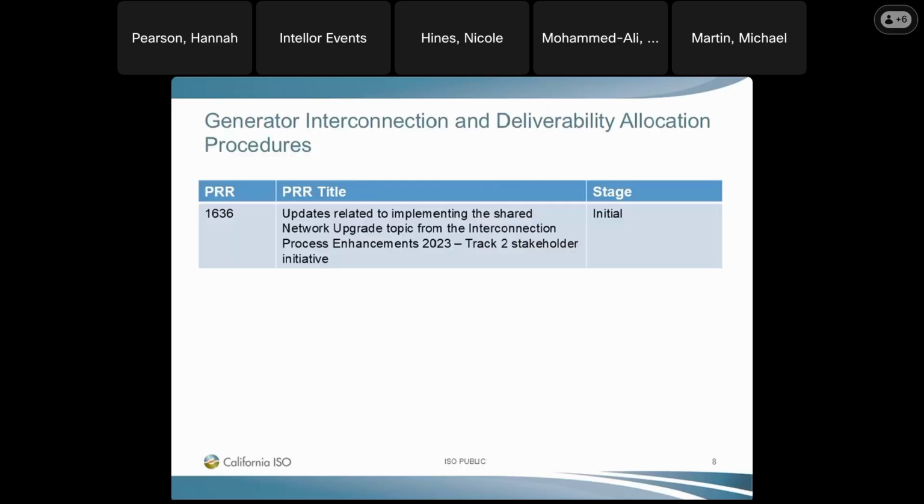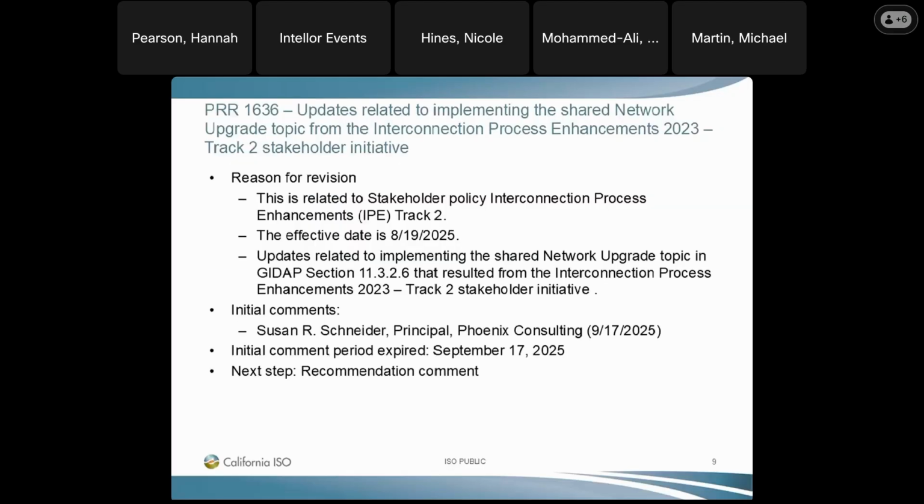Thank you. The next BPM will be Generator Interconnection and Deliverability Allocation Procedures, PRR 1636, updates related to implementing the shared network upgrade topic from the Interconnection Process Enhancements 2023 Track 2 Stakeholder Initiative. It is in the initial stage, and Matthew will be covering the slide, so I'll hand it off to Matthew. Sure, thank you.